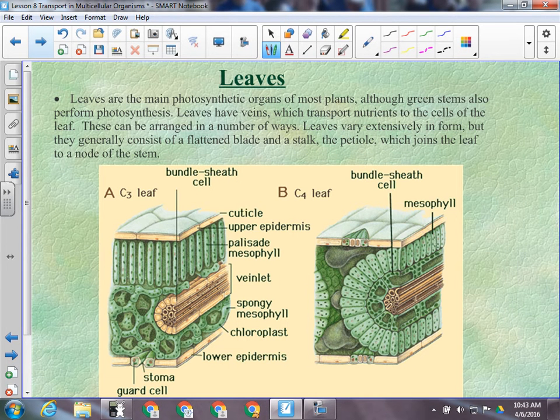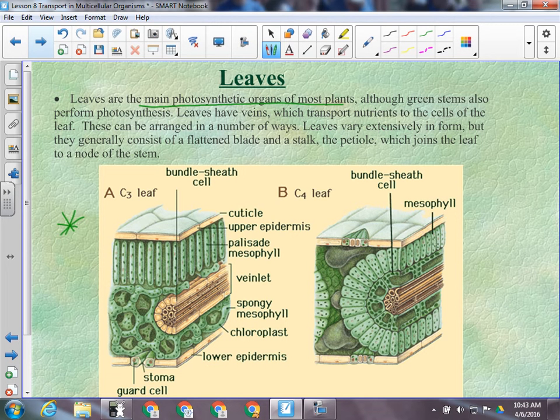All right, leaves. Obviously the leaves are the photosynthetic organ of the plant, so they carry out photosynthesis. And this is probably the best diagram. I think you have this one, right? In your notes? Okay, so this is your best diagram of the leaf. I showed you a couple yesterday, but this is kind of the best one.